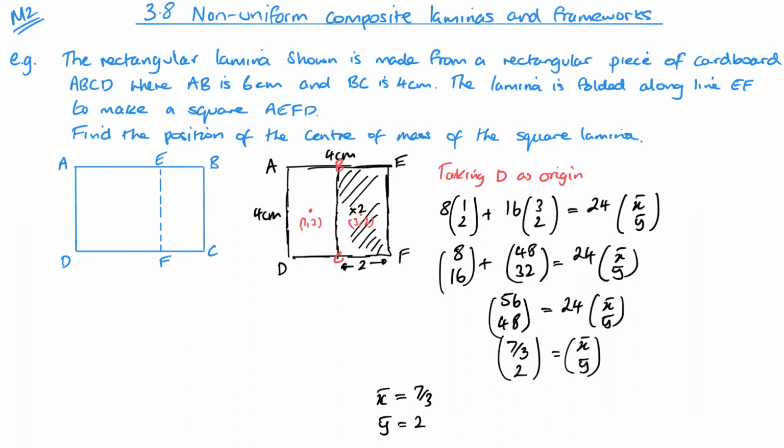So these are from D. So it's 7/3 from AD, and 2 from DF, as we went from that point D there. I put from AD, but I could have also put to the right or up, and filled it out a little bit more.